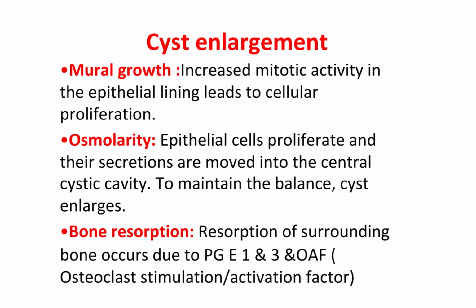Mural growth means there's an increase in the mitotic activity in the epithelial lining, which leads to cellular proliferation or cellular growth, which results in increase of the size. Then there's osmolarity, which means the epithelial cells proliferate and their secretions are moved into the central cystic cavity to maintain the balance. This is why in the definition it is mentioned that the cyst can be filled with either gaseous, semi-fluid or fluid substances.